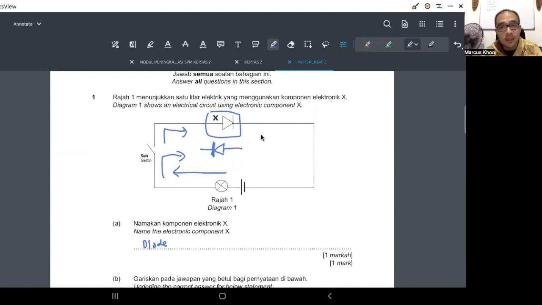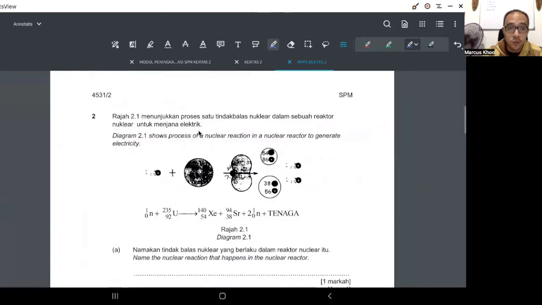How to know whether it's forward bias or reverse bias? Look at the direction of the triangle. If the direction of the triangle is the same as the direction of the current, that is an indicator to you that it is forward bias. All right, question number 2.